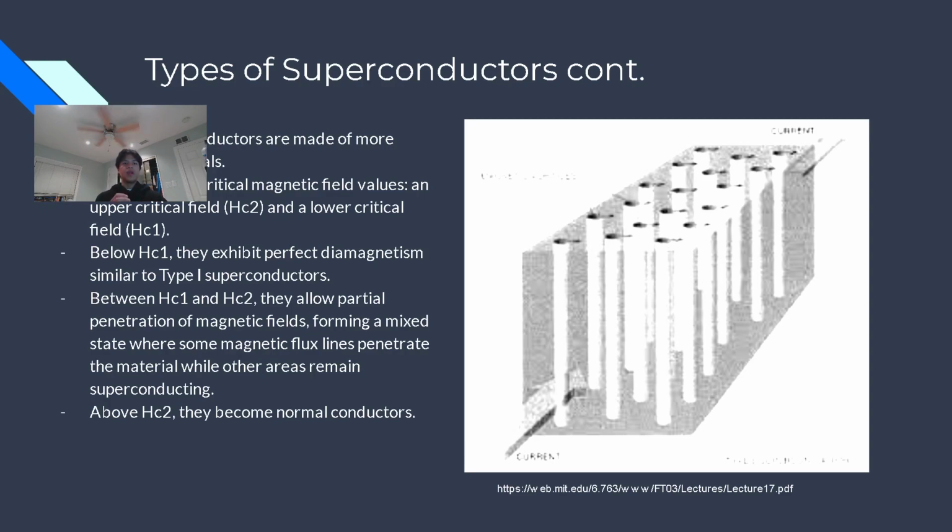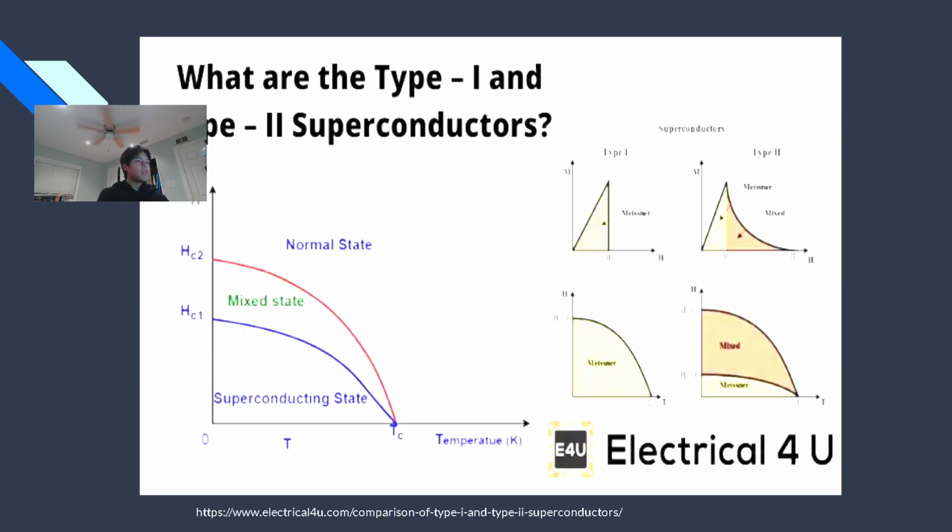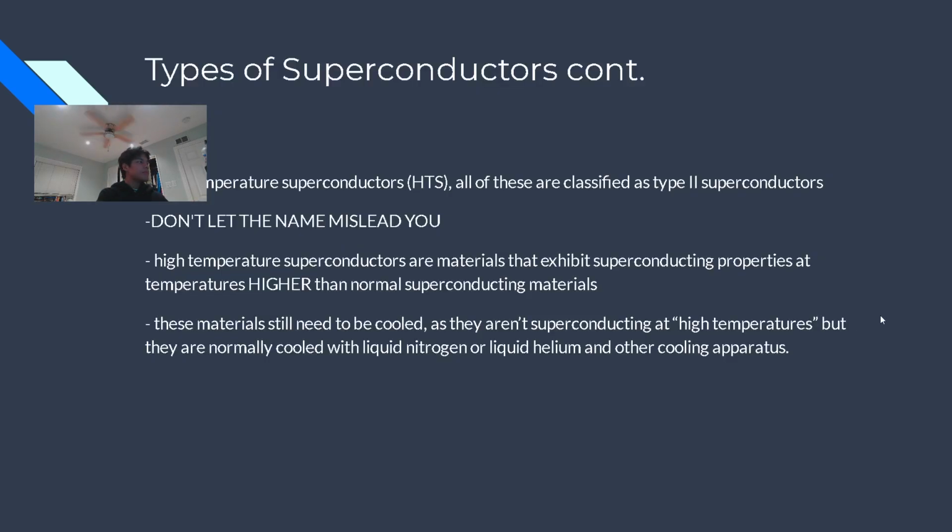And between the first critical field and the second critical field, they allow partial penetration of magnetic fields, forming a mixed state where some magnetic flux lines penetrate the material while others remain superconducting. And above the second critical field, they become normal conductors. And here's an image of the type 1 and type 2 superconductors you can see on the graph here. And let's get on to the next slide.